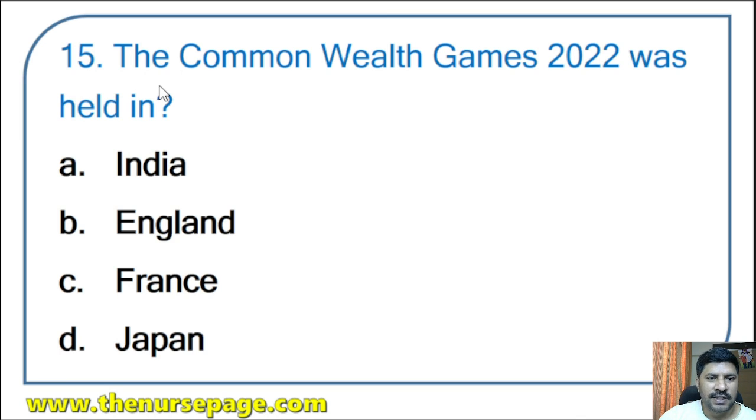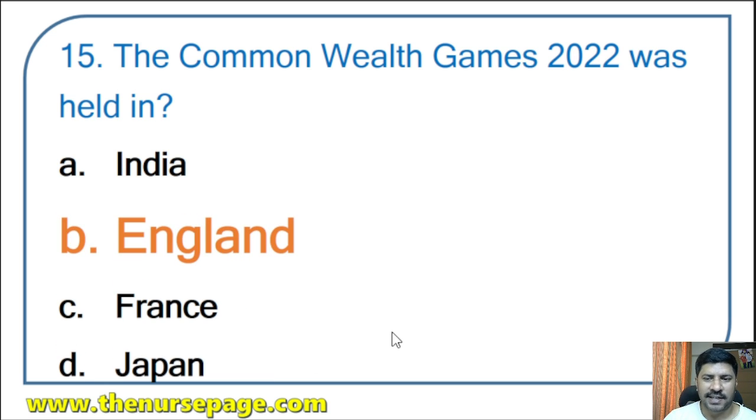Next question. The Commonwealth Games 2022 was held in India, England, France, Japan. The correct answer is England. The 2022 Commonwealth Games were held in Birmingham, England.